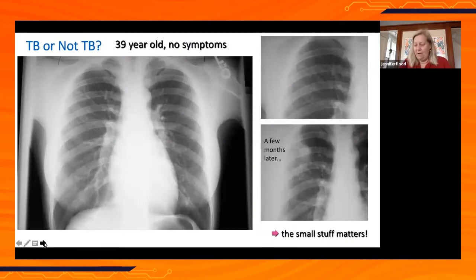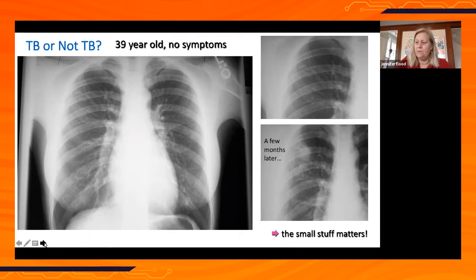So is this TB or not? In the active screening program at panel sites, where patients are less frequently presenting with symptoms and extensive illness, detection of active TB sometimes requires a very careful look at the x-ray.